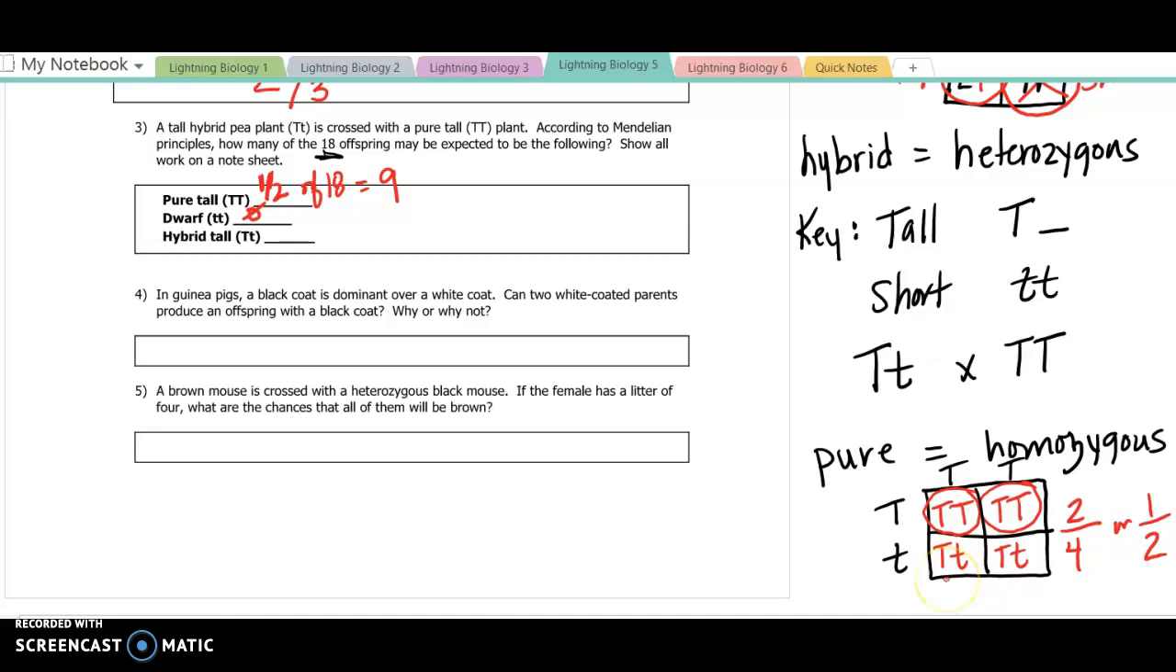And if I come back down here and I'll change my color up, I have 1, 2. So it's the same. 2 of 4 are heterozygous or 1/2. And I know 1/2 of 18 is 9. And so 9 of my 18 will also be a hybrid tall or heterozygous.